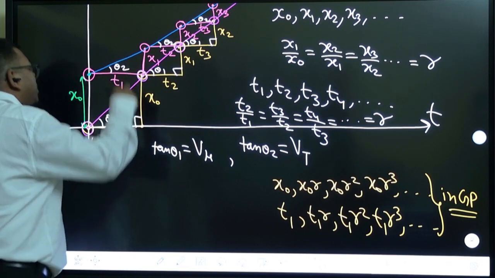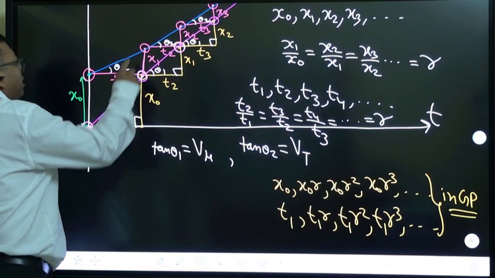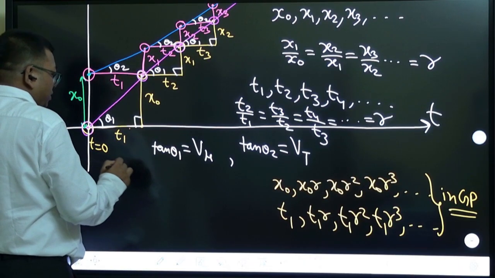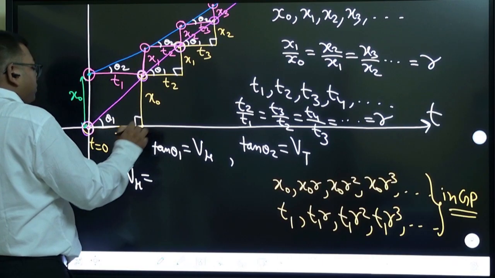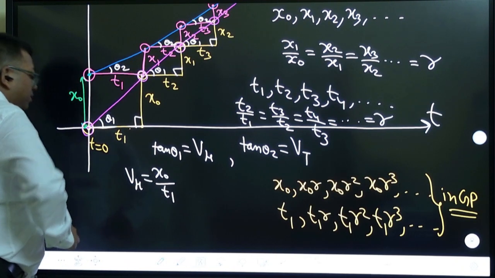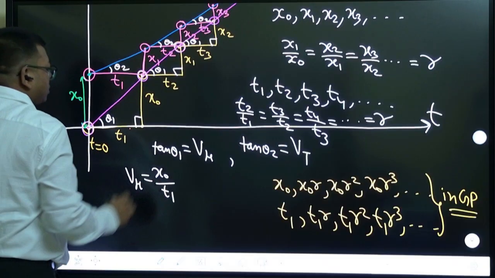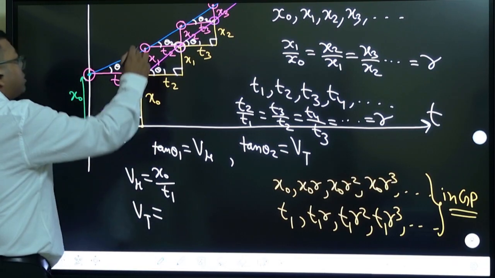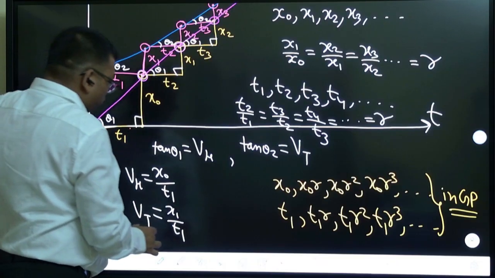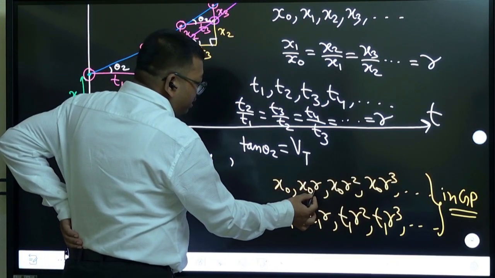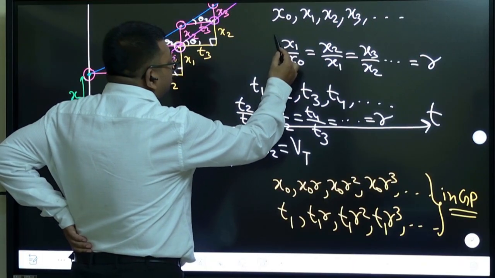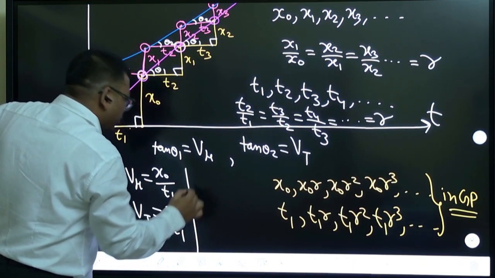Now you see these two different triangles. One triangle is for the hare, the other triangle is for the tortoise. Let us take this velocity VH. For this triangle VH is nothing but tan theta, which is x naught by T1. And similarly take tan theta 2, that is Vt, which is equal to x1 by T1. Now I need to find r, which is the x1 by x0 ratio.